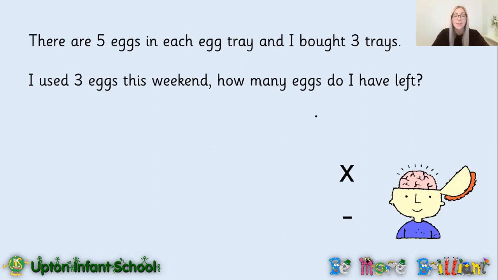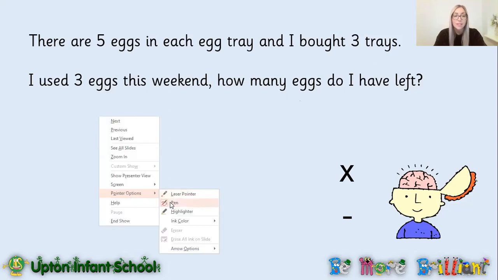So it says, there are 5 eggs in each tray, and I bought 3 trays. That means that there are 3 lots of 5. Okay, I used 3 eggs this weekend. How many eggs do I have left? Okay, so do you remember what we spoke about before? We always circle the numbers that are in our sentence, okay? Because that will help us with our maths.